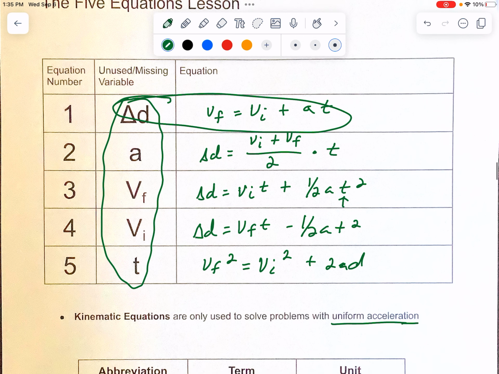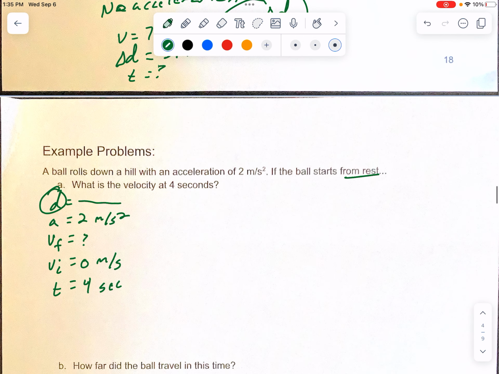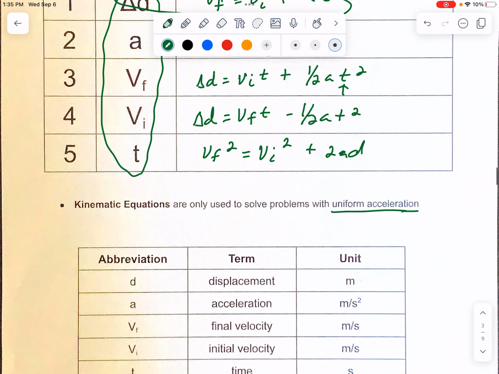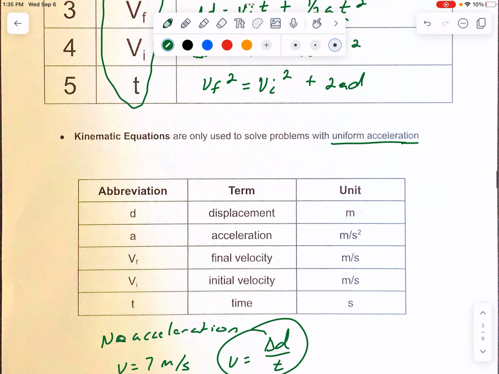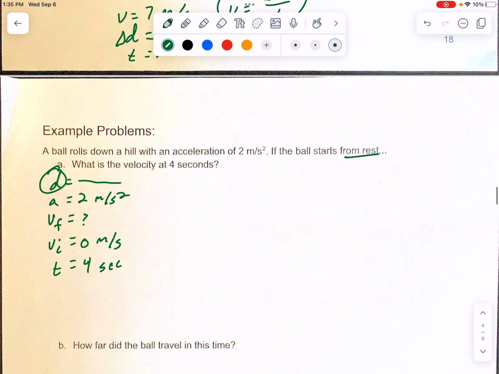It's not the equation you're looking for, so we're looking for VF. That does not mean I'm going to come up here to VF and use the VF equation for this. I'm not going to use that. I'm going to use the one we're not mentioning. So we're not mentioning displacement, so we're going to use equation number 1, which is VF equals VI plus AT.